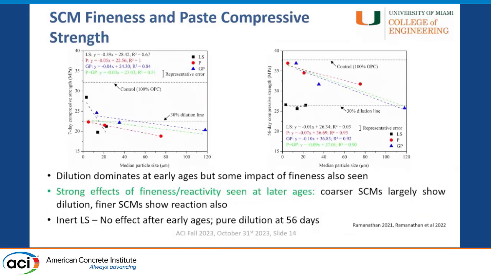Moving on to paste compressive strength, which is always our favorite test, right? What we see is that dilution dominates at early ages, if you look at the plot on your left, and some effect of fineness is also seen, especially for limestone and between very coarse and very fine SCMs. As always with SCMs, very strong effects of fineness and reactivity are seen at later ages. The coarser SCMs largely show just pure dilution, as you can see from the plot on your right, especially with the glass powder represented by the blue triangle. Finer SCMs show some reaction, and for inert limestone, there has been no reaction beyond the early age effect, and it remains fairly at dilution levels.